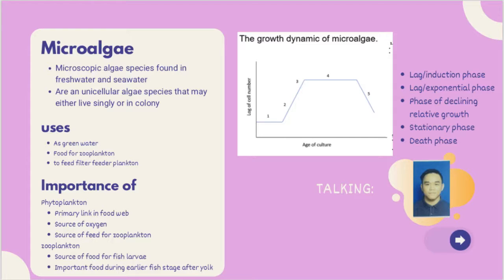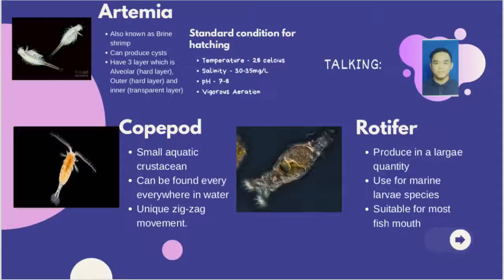Fourth, the stationary phase. During this period, the limiting factor and the growth rate are balanced, resulting in relatively constant cell density. And finally, the death phase. The cell density decreases rapidly and the culture eventually collapses. They are incapable of sustaining life or growth.